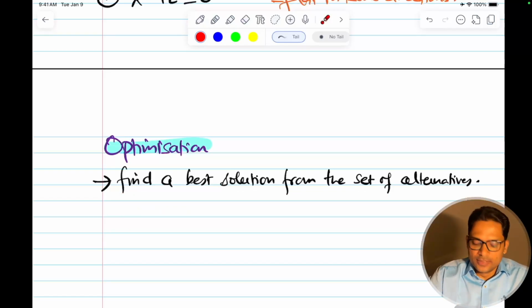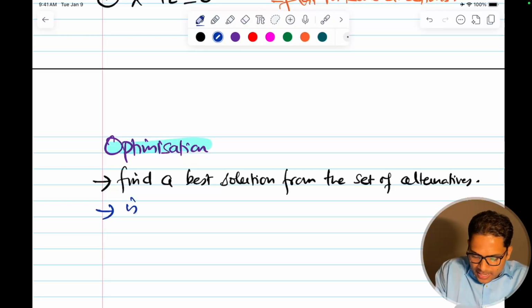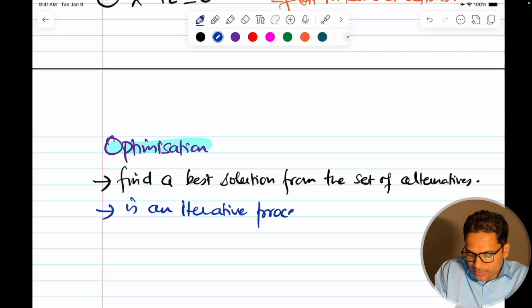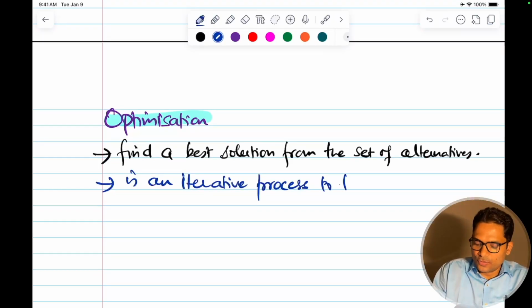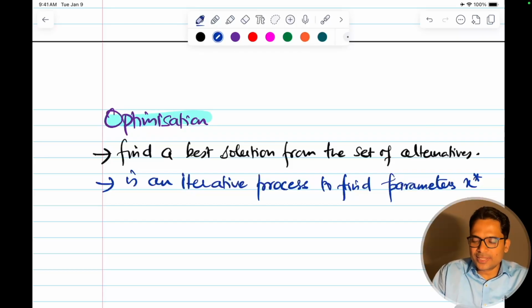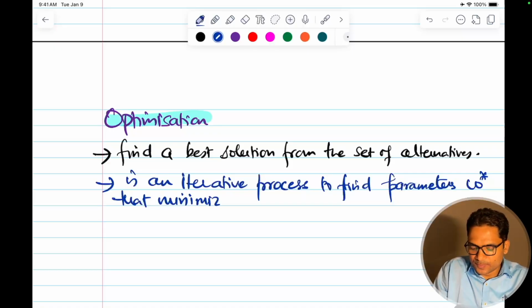Now, formally, if you define it, optimization is an iterative process to find the parameters. For example, if it is one variable, then x star, or w star, the weights, that minimize the loss function.